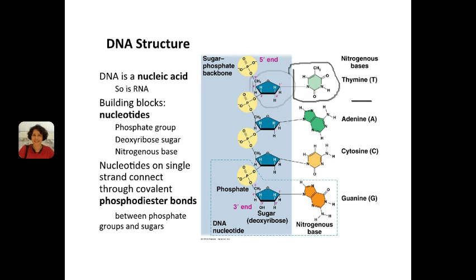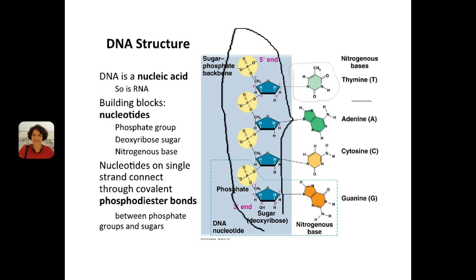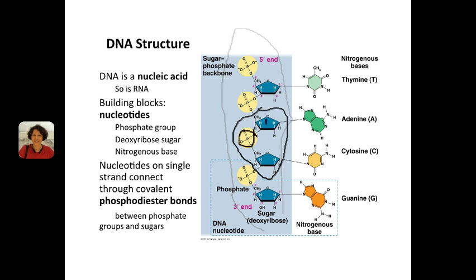And the nucleotides on a single strand, so as we see here, connect to each other through covalent phosphodiester bonds. And a phosphodiester bond is basically the connection between 2 sugars and a phosphate group, phosphodiester. But these days it has also come to mean just the sugar phosphate bond that occurs over here. So each sugar phosphate connection is considered a phosphodiester bond.